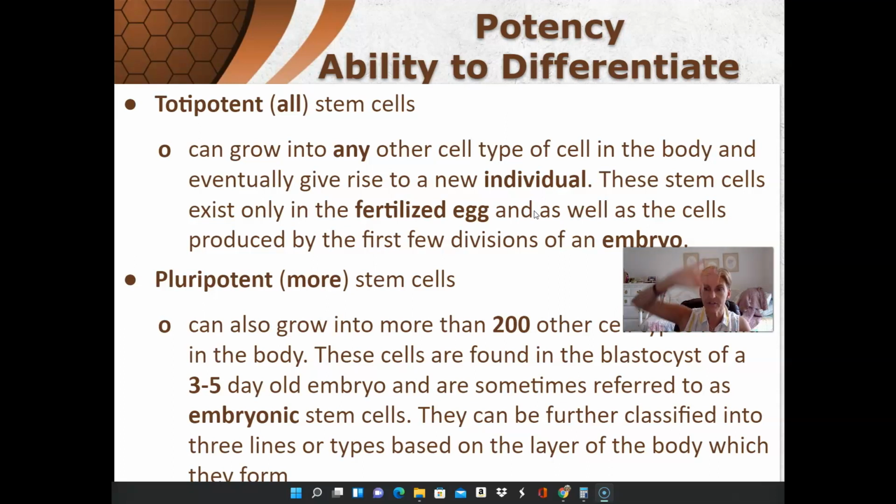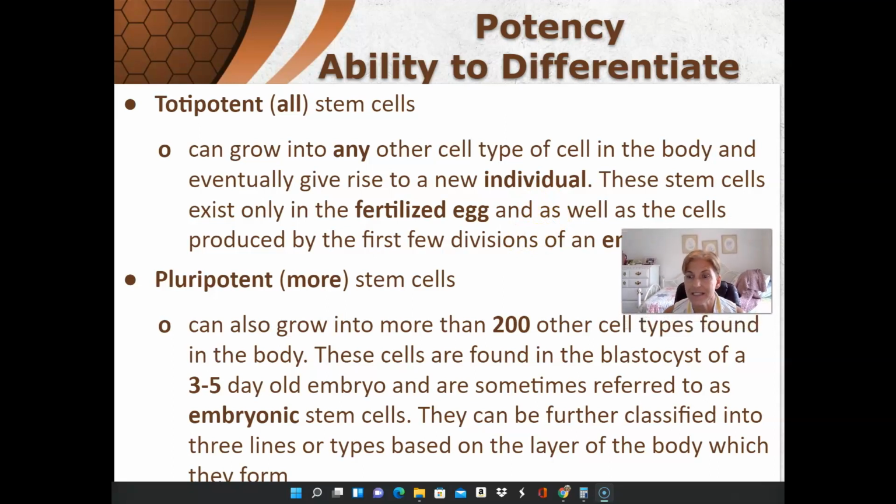After that, they've begun to find their line, right? So maybe we have 4 different lines of cells, and they can only become that type of cell. So they can grow into over 200 different types of cells. And this is the ones that are found in that 3 to 5 day range. So we really got to capture them early if we want the most options for our cell types.